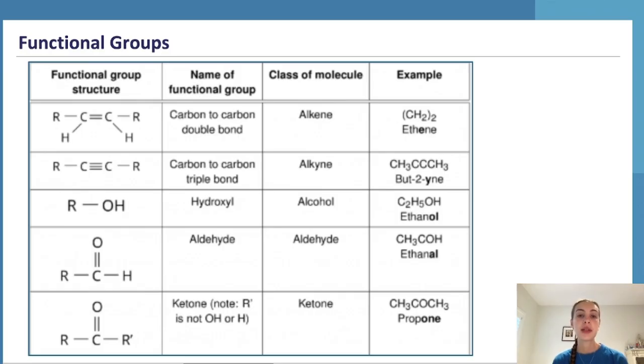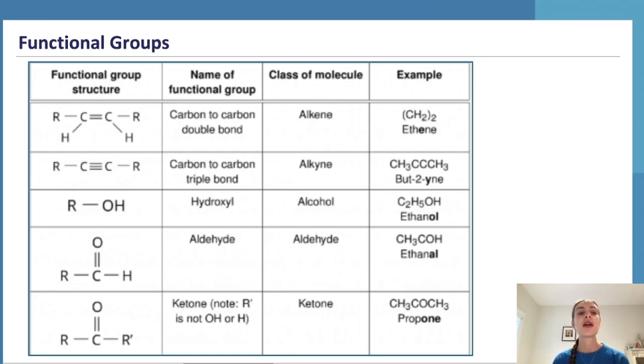Next, we can look at some functional groups, which we will delve further into. But just to start off with, we'll go through a general overview of what these functional groups are and what sort of features make them what they are. So the first one we can see is, we've already looked at alkanes, so now we can look at alkenes.